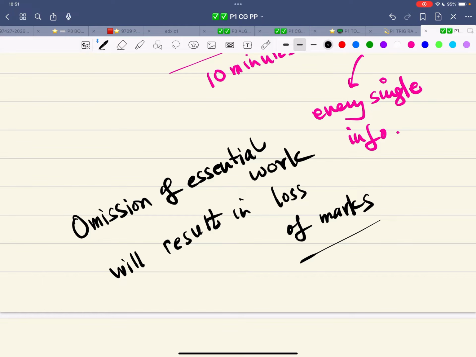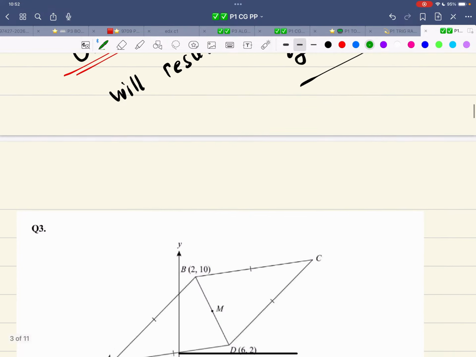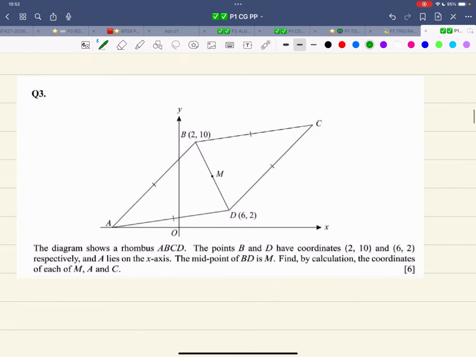We want to attain an A star. So therefore, in AS level, it's an A which gradually transfers into an A star in A2. So make sure omission of essential work should not be there. Our focus is that we should avoid this loss of marks. So now let's look at some classic past paper questions.